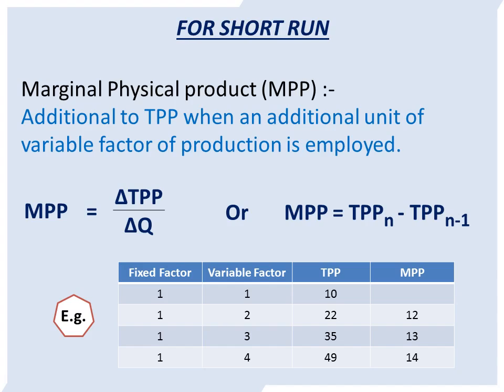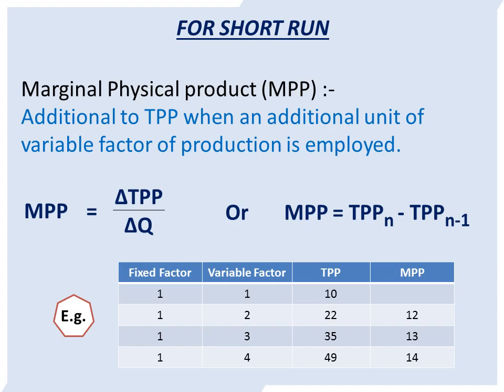For example, fixed factor is going to remain same: 1, 1, 1, 1. Variable factor changes: 1, 2, 3, 4. Now when we come on to the first formula, that is change in TPP upon change in Q, how will you calculate MPP at variable factor 2? TPP at variable factor 2 is 22. Can you see on the screen? And TPP at variable factor 1 is 10. So what is the change in TPP? The change in TPP is 22 minus 10, that is 12. And what is change in Q? That is change in variable factor, 2 minus 1, 1. So 12 upon 1, 12, and that is how we calculated MPP at level 2.